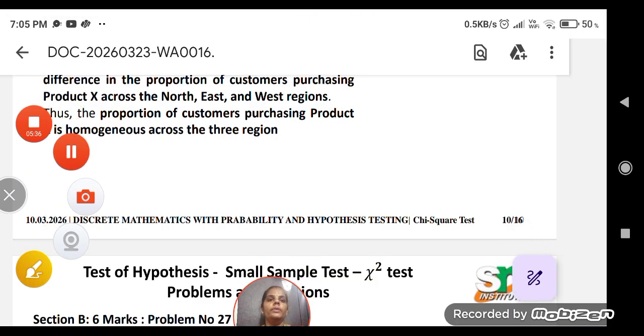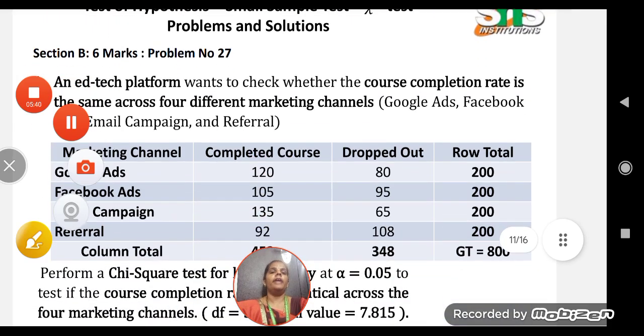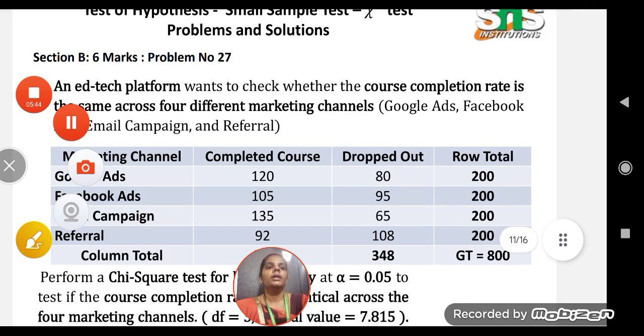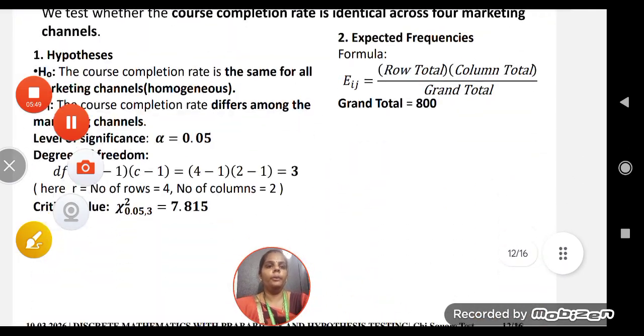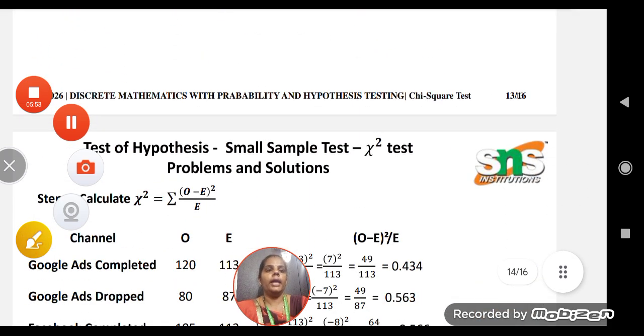The chi-square value is useful for comparing the data, and we can explain whether the hypothesis is accepted or rejected. I have given a problem below. You can solve it by using the same concept.